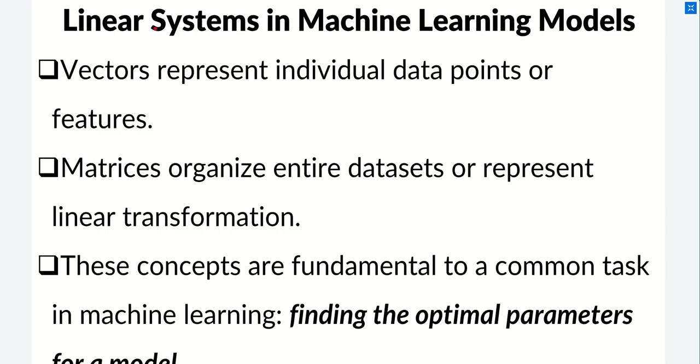So, linear systems in machine learning models. In our first lecture, we saw that we can use vectors to represent all these features. Then when you arrange these vectors, what do we have? A matrix. So when you organize these vectors, you have a matrix, right?